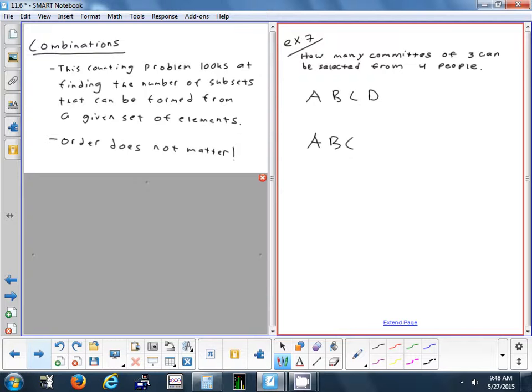What's another committee you could form besides A, B, C? What's that? You could pick A, B, D. Okay, a couple more. B, C, D? You could pick B, C, D. And there should be one more. Raina? A, C, D. Looks good. So if you have 4 people to pick from and you want to make a committee, there's four different ways you could do it.